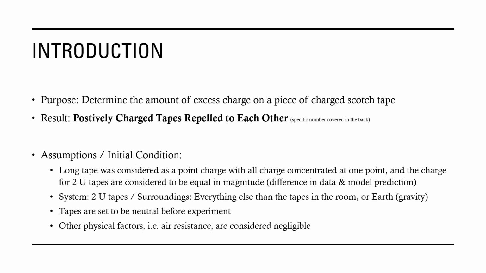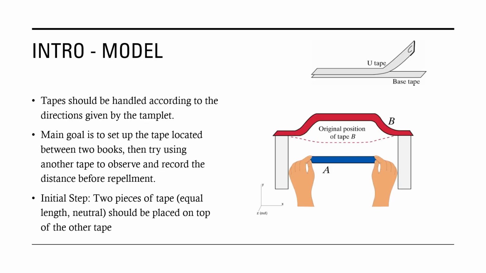As an assumption, or for the initial condition, I assumed that each of the long tapes was considered as a point charge with all charge concentrated at the center. And I also regarded the charges of the two tapes as equal in magnitude. For the system, I defined the two U-tapes as the system, and for the surroundings, everything else than the tapes in the room, especially the Earth, considering that gravity takes some role in the equation. For other physical factors, like air resistance, I considered them all to be negligible.